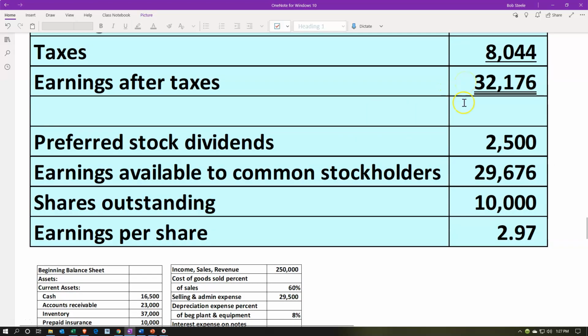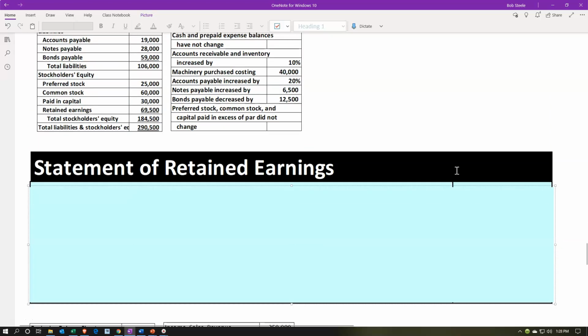This $32,176, or the $29,676 after the preferred stock, right? We're going to include that into the retained earnings as well. So what we're going to do with the statement of retained earnings, because that's not the only thing that's going to be included in there, there's also going to be possibly dividends. So retained earnings goes up with the income, retained earnings goes down with any distribution of that income to the owners in the form of dividends.